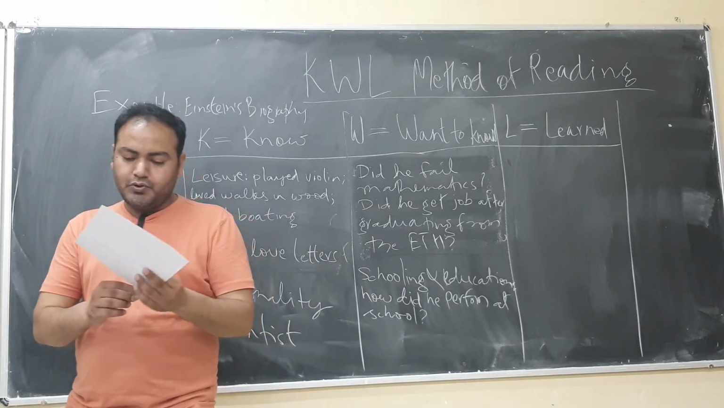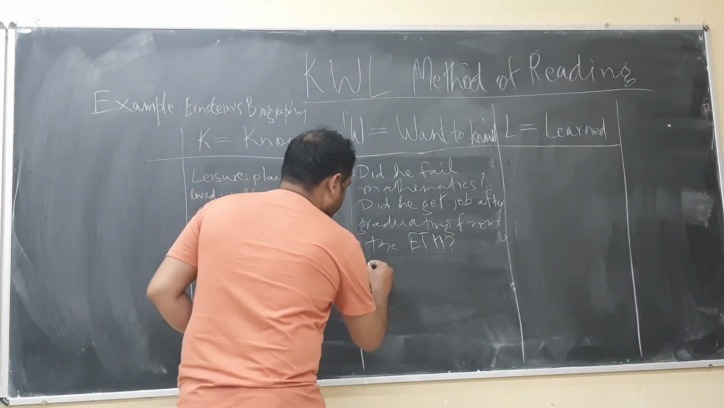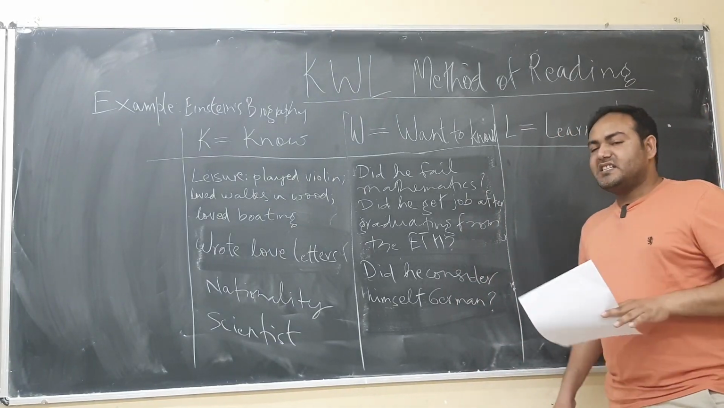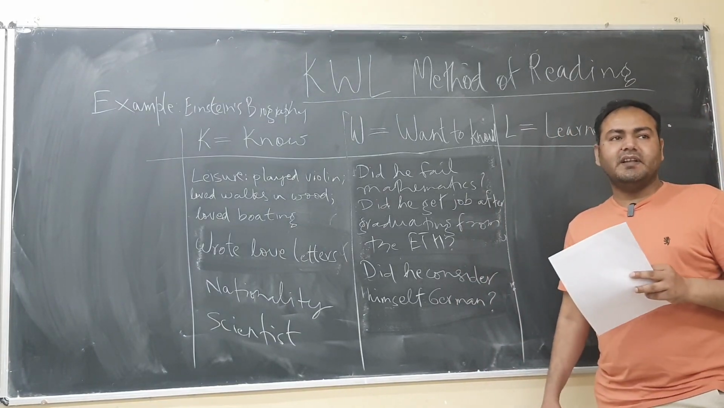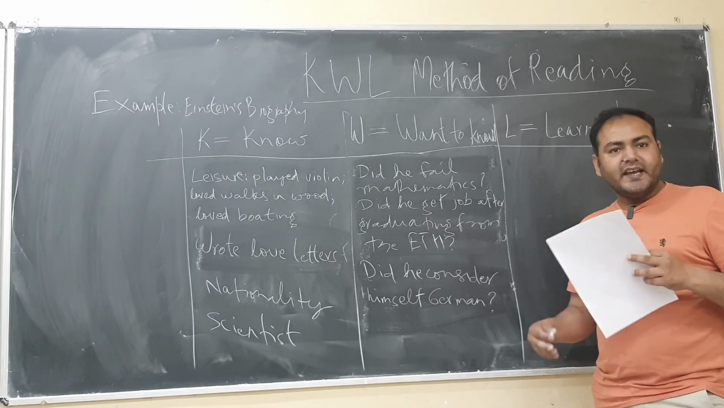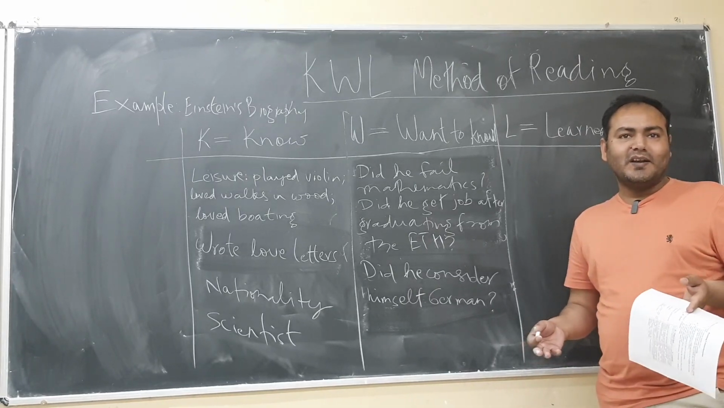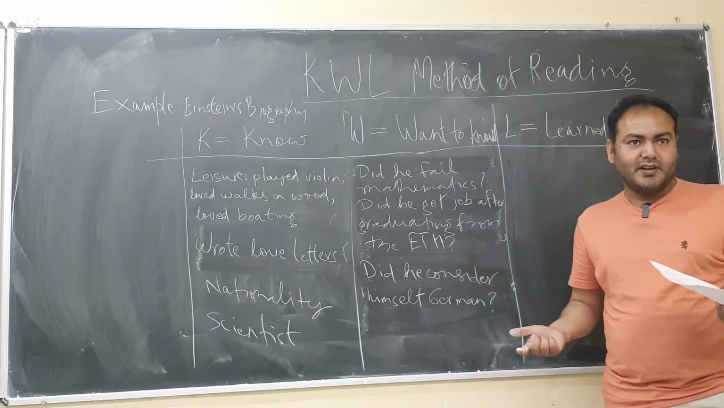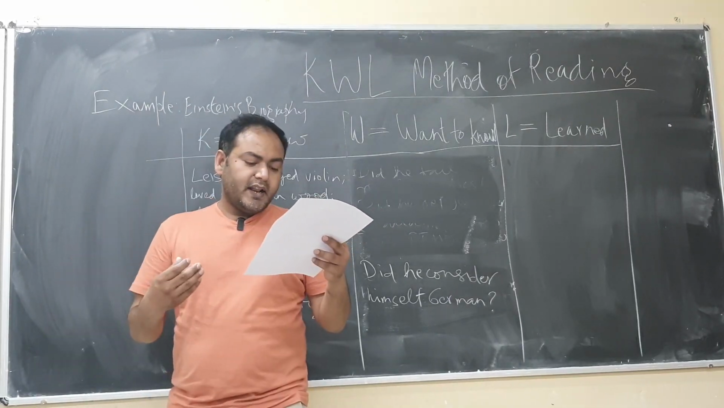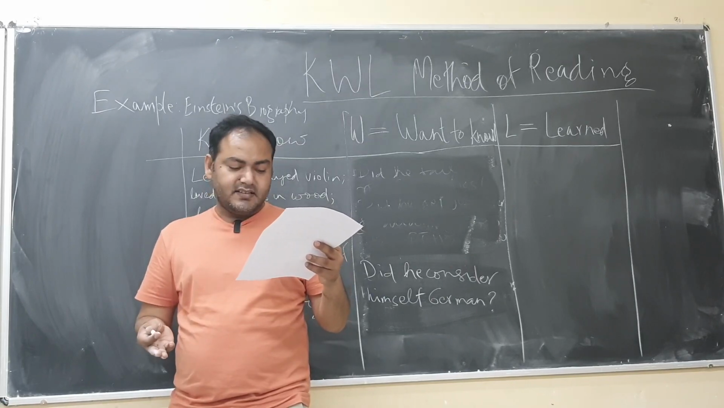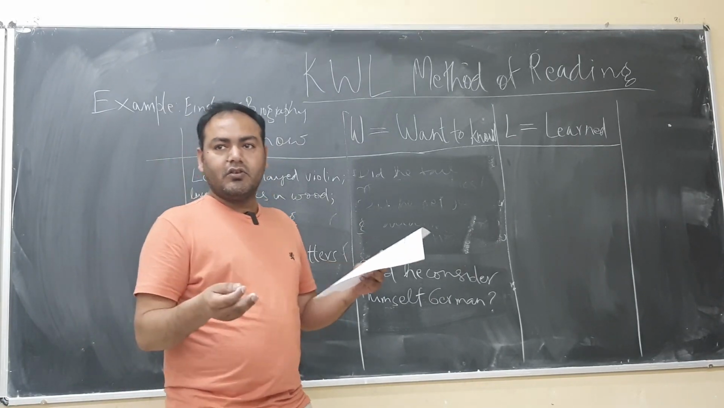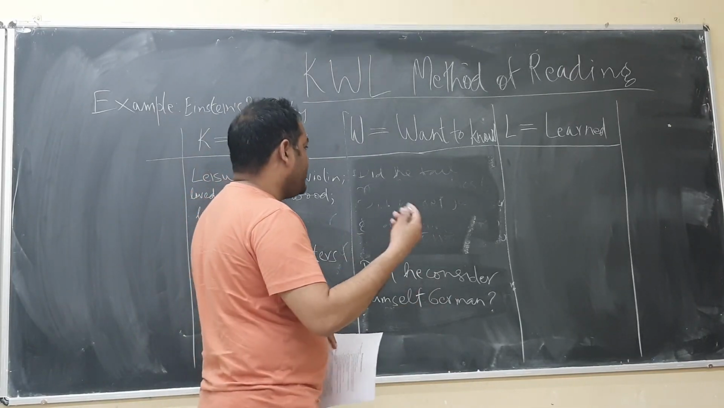I also want to know something very important: whether Einstein considered himself German, whether he had doubts about himself being a German person, being a German national. I also want to know what the requirements are to become a scientist. Did Einstein have those qualities? So this is also something that I would like to know as a curious person.